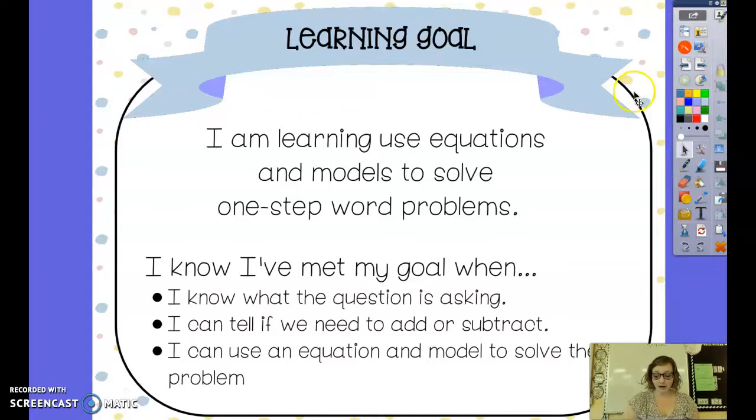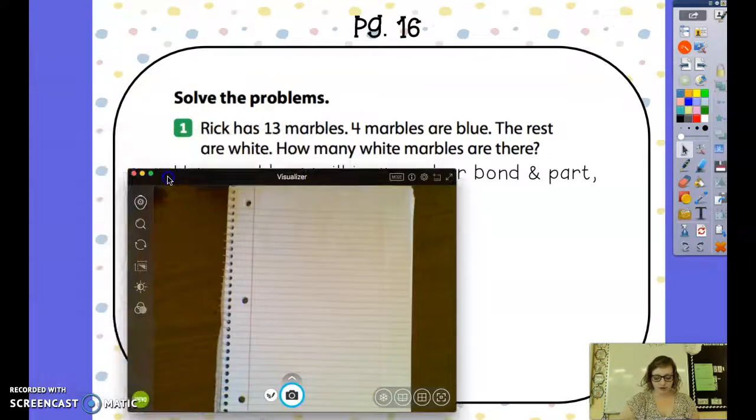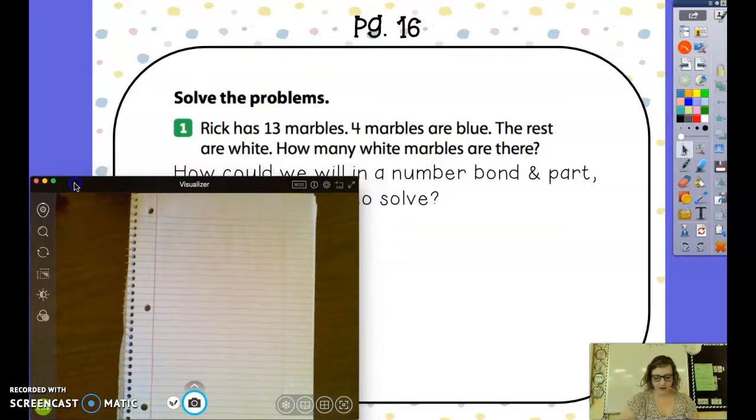So what I'm going to do now is give you some examples of showing your work like you're going to be doing on your quiz. So the first problem we have here says, Rick has 13 marbles, 4 marbles are blue, the rest are white. How many white marbles are there? So I'm going to show you my scrap paper. You all are going to be using scrap paper as well.